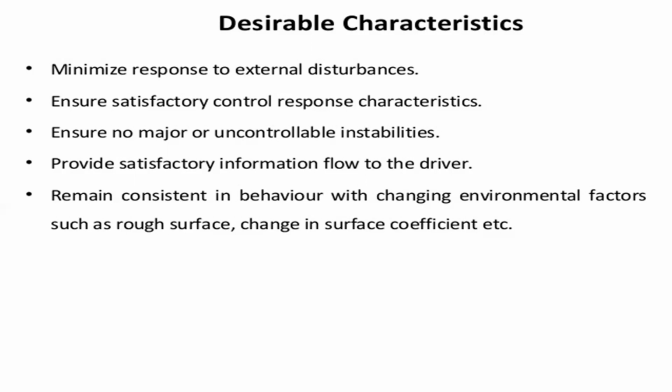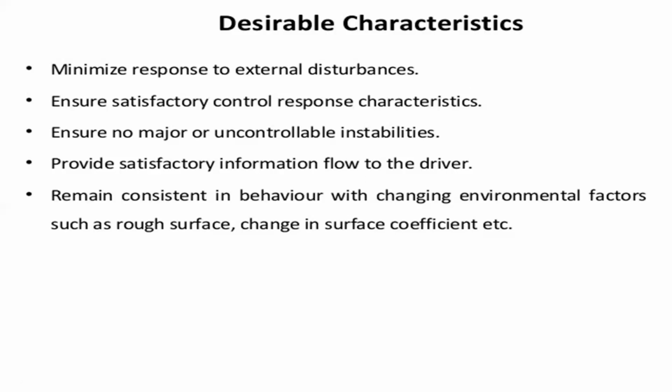And next, provide satisfactory information flow to the driver. It provides satisfactory information flow to the driver and remains consistent in behavior with changing environmental factors such as rough surfaces and change in surface coefficient. It means the road surfaces are in very good condition, so the vehicle should run on the road with a very smooth ride. If the roads are uneven, we should not get a smooth ride. Okay, so smooth road surfaces are also a very good thing for automobile vehicles traveling in the environment.